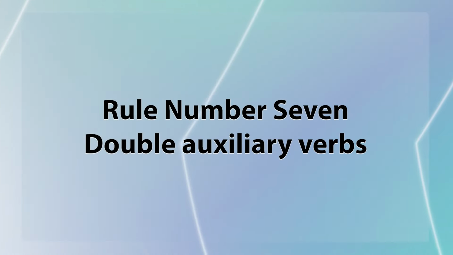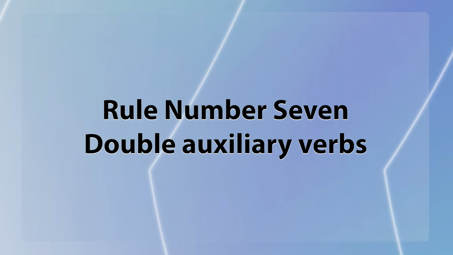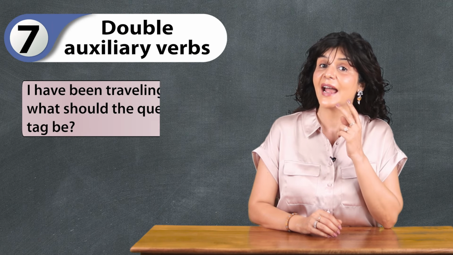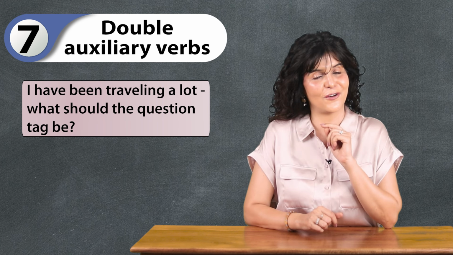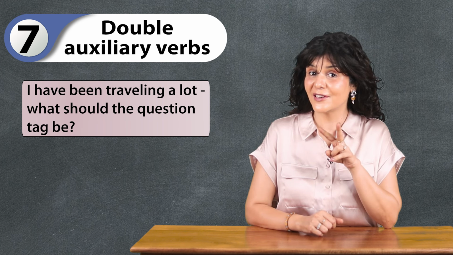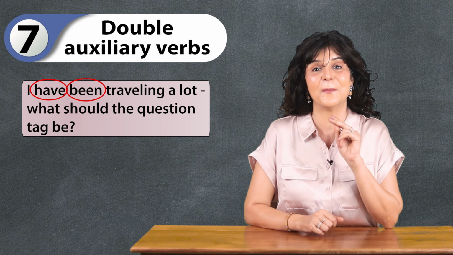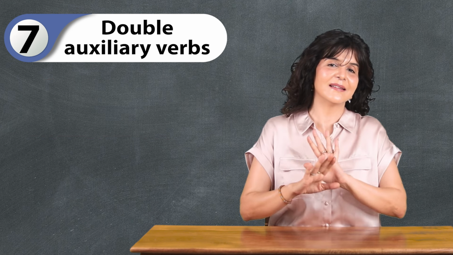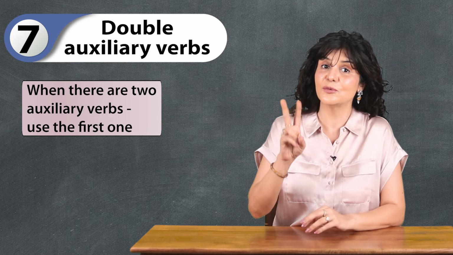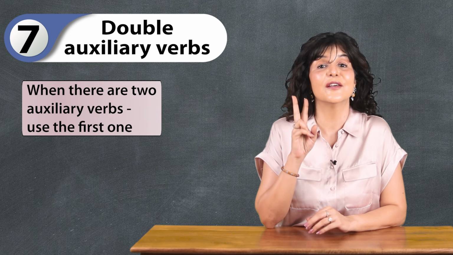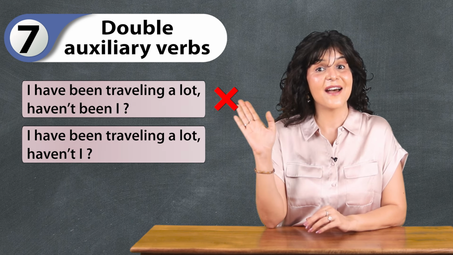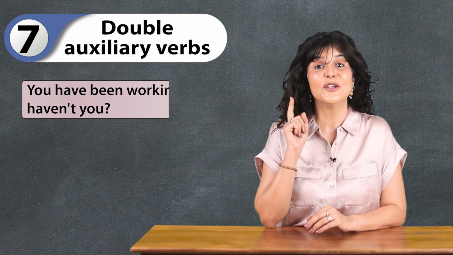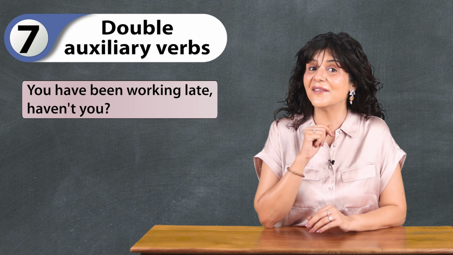Rule number 7, double auxiliary verbs. What if a sentence has 2 auxiliary verbs? Example, I have been traveling a lot. The two auxiliary verbs are have and been. So what should the question tag be? Let's make this very simple. When there are two auxiliary verbs, use the first one. I have been traveling a lot, haven't I? Is correct. You have been working late, haven't you?